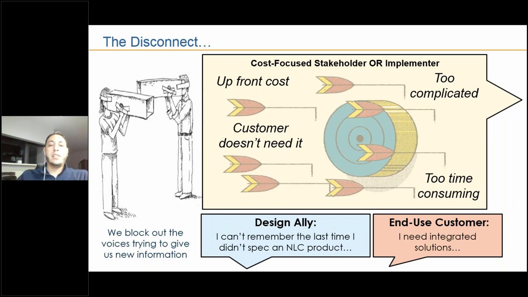And now your facility professionals and building operators are getting savvier and understanding that they need integrated and connected solutions. So we believe that through education and awareness, we can help catalyze a market transformation for these technologies.